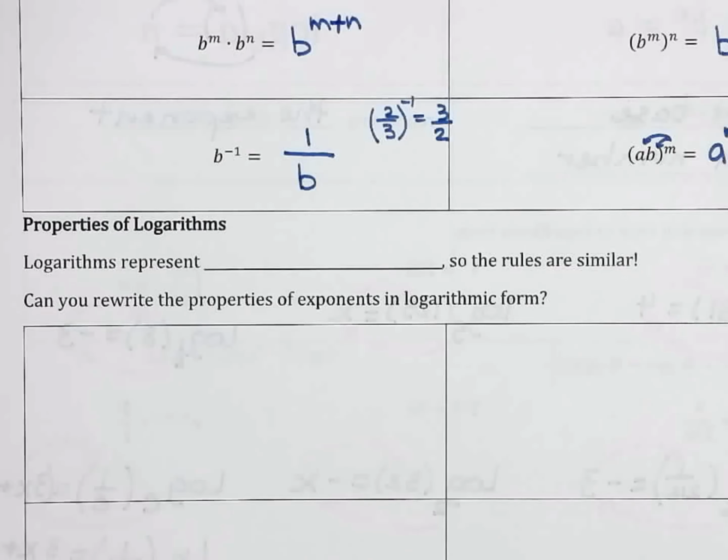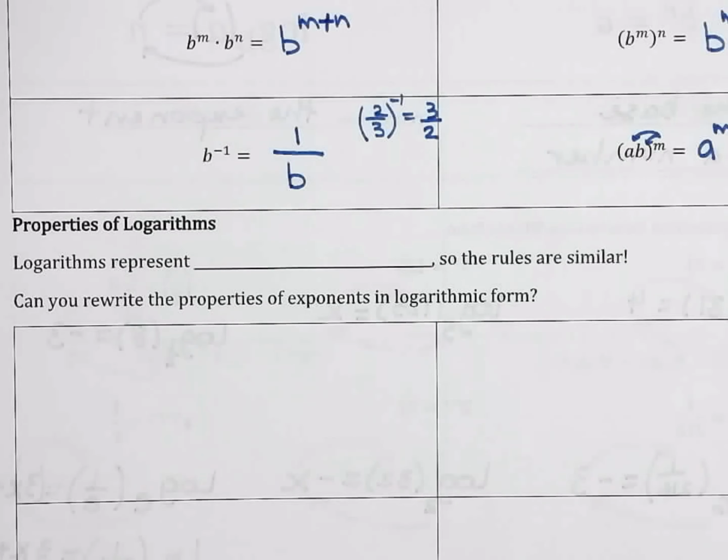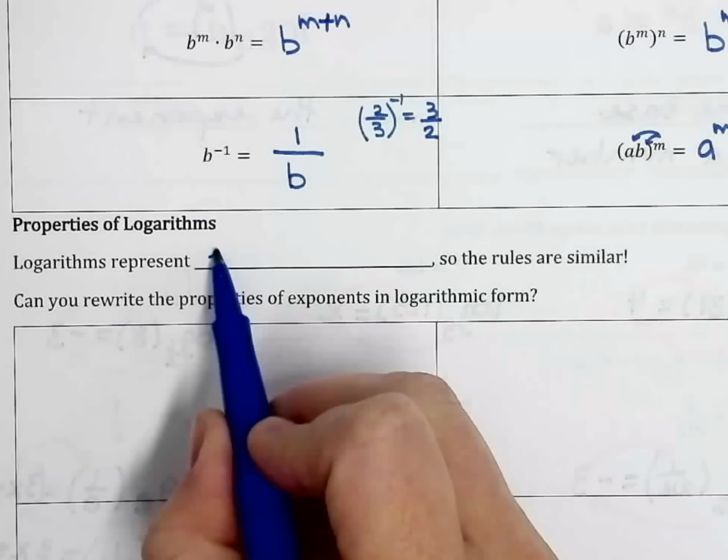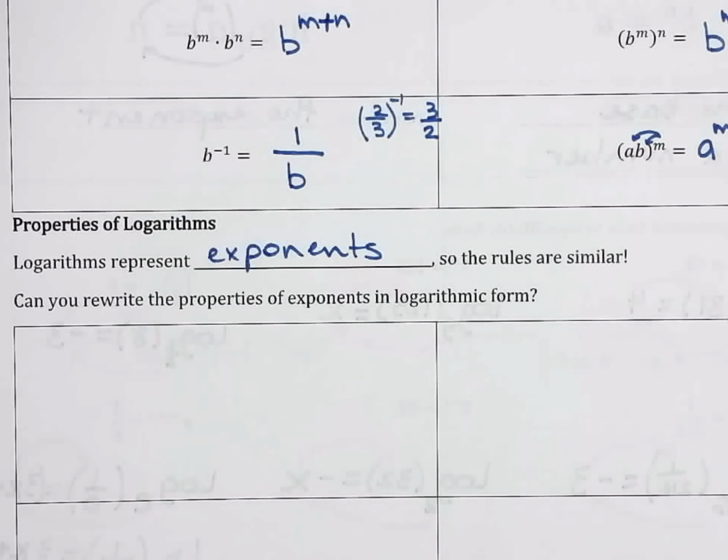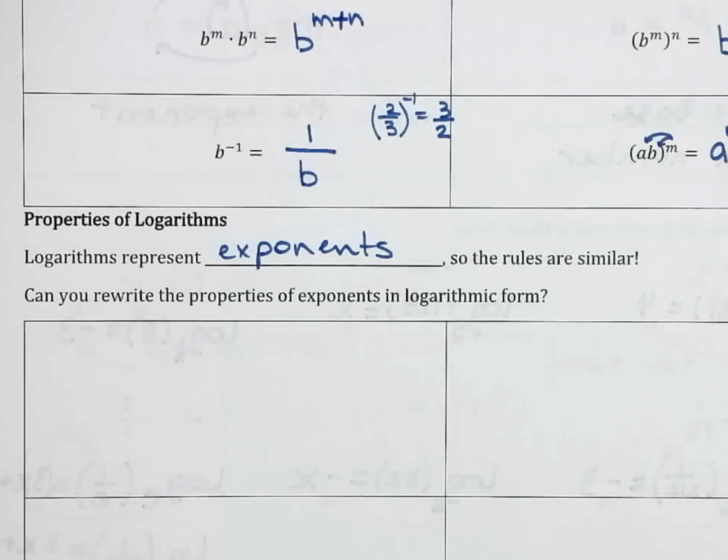Okay, so logarithms represent exponents. So the rules are similar. So how can we relate those?